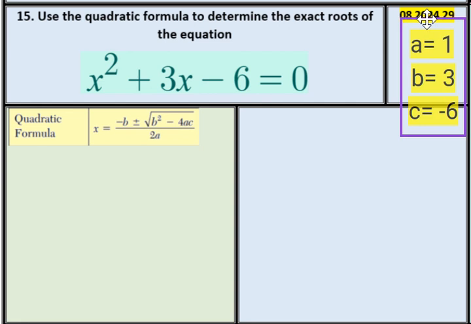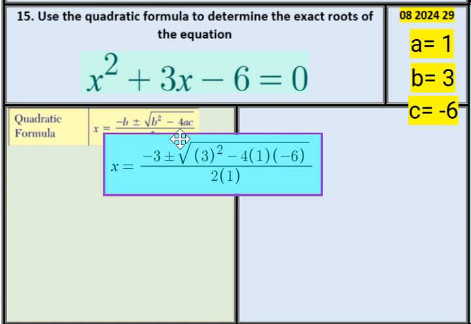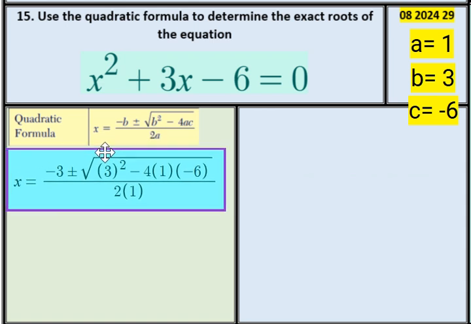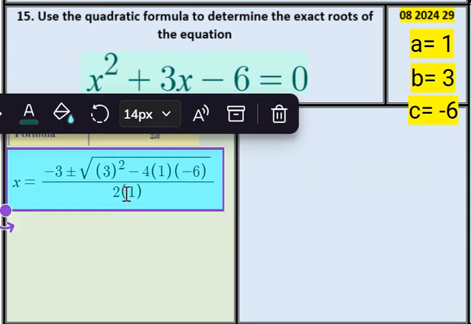So once we have a, b, and c, we can substitute all the values into the quadratic formula. So x equals opposite b, that means we make it negative 3, plus or minus the square root of 3 squared minus 4 times a, which is 1, times c, which is negative 6, all divided by 2a, so 2 times 1.